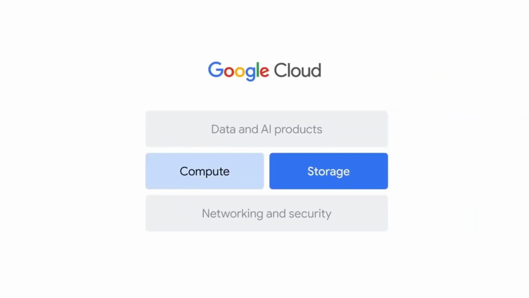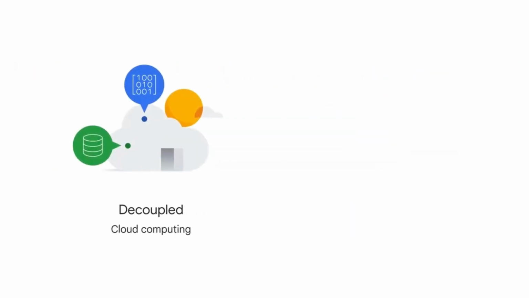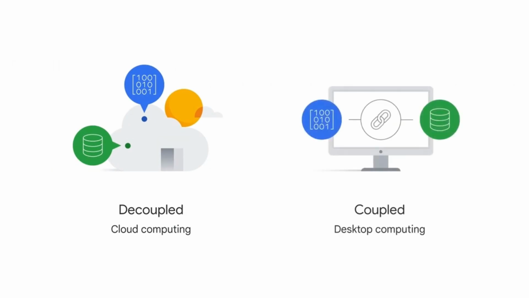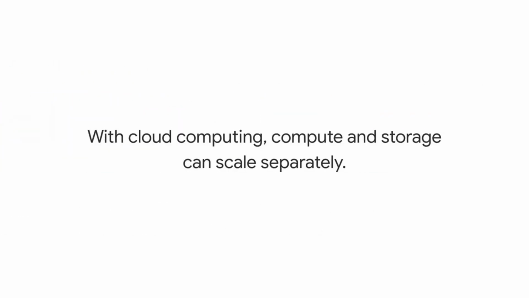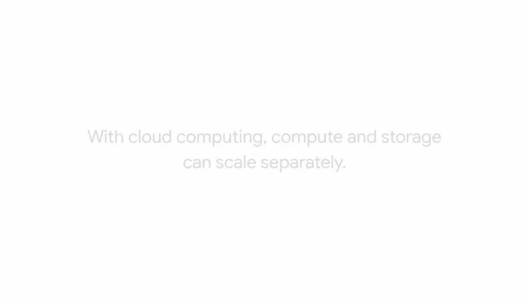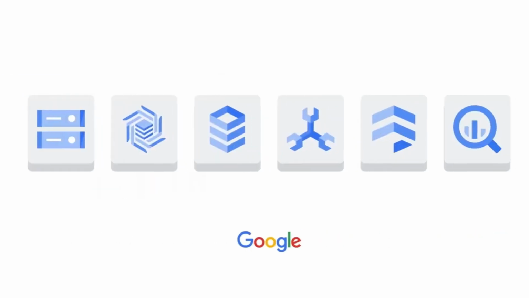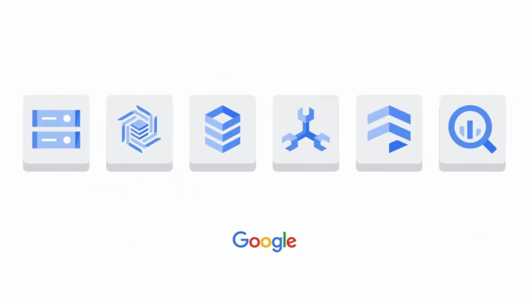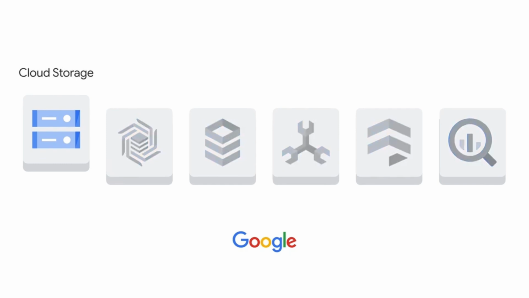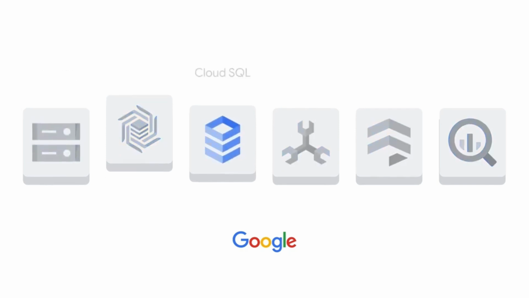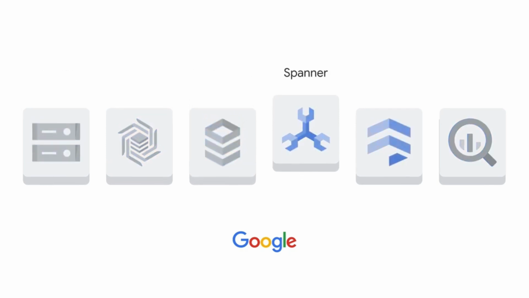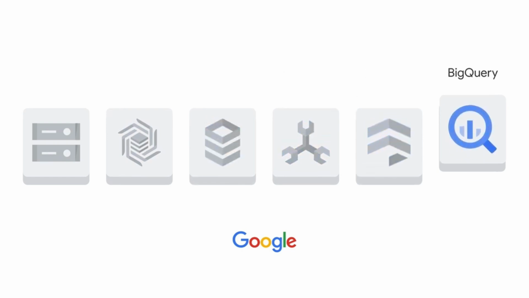Let's now examine storage. For proper scaling capabilities, compute and storage are decoupled. This is one major difference between cloud and desktop computing. With cloud computing, compute and storage can scale separately. Most applications require a database and storage solution of some kind. Google Cloud offers fully managed database and storage services. These include Cloud Storage, Bigtable, Cloud SQL, Spanner, Firestore, and BigQuery.